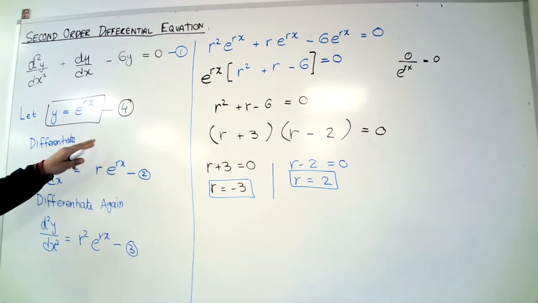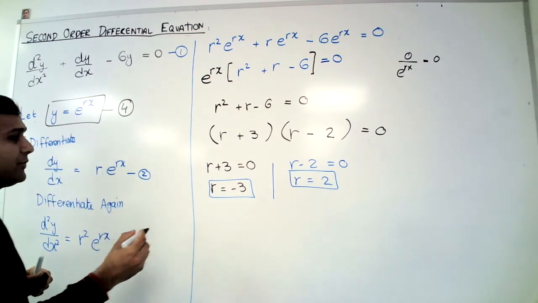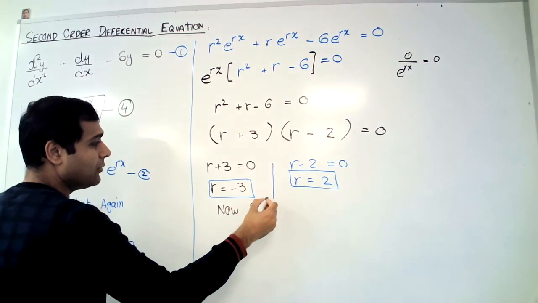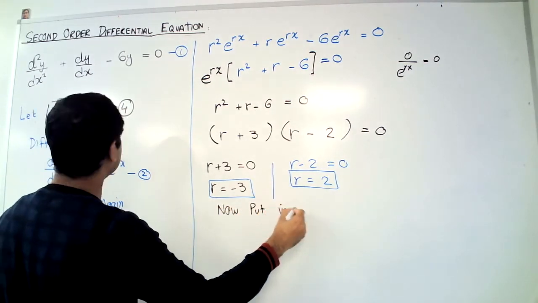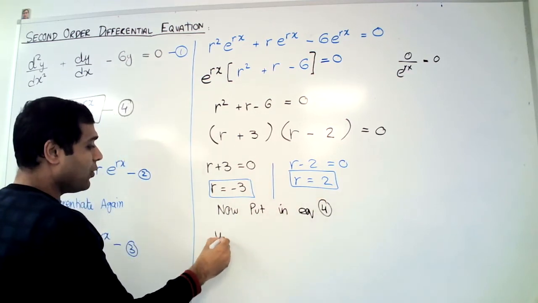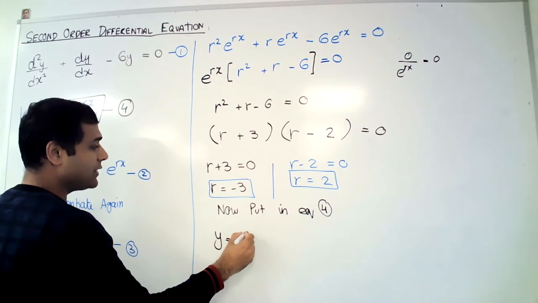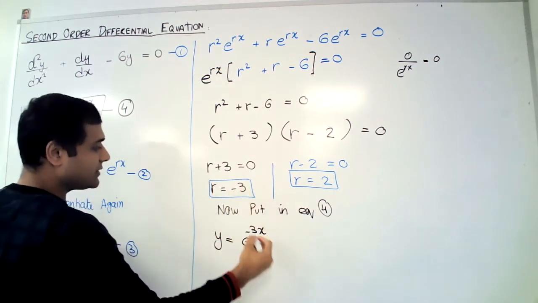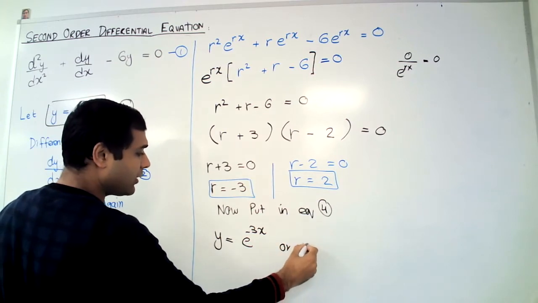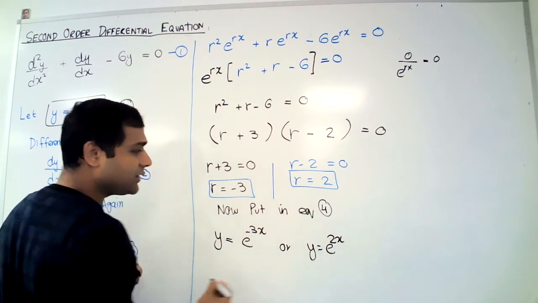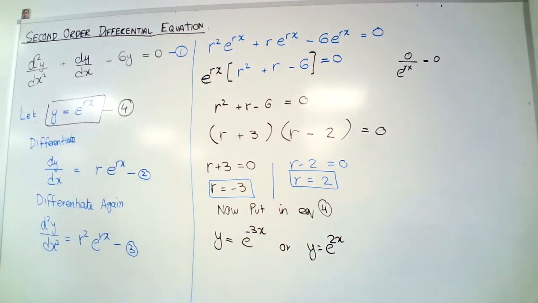Now I'm going to put this value of the r in equation 4. Now put these two in equation 4. So I got two answers. Y equals e to the minus 3x, if I put r equals minus 3, and I got y equals e to the positive 2x. So these are the two solutions I got.